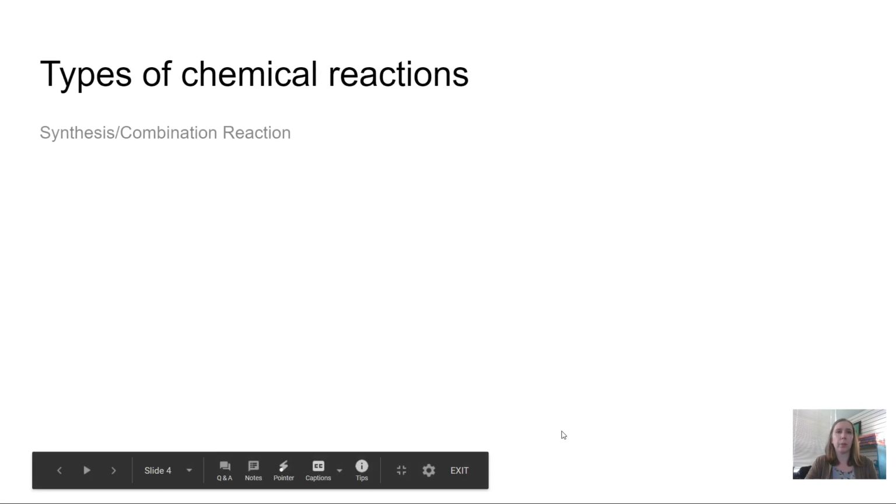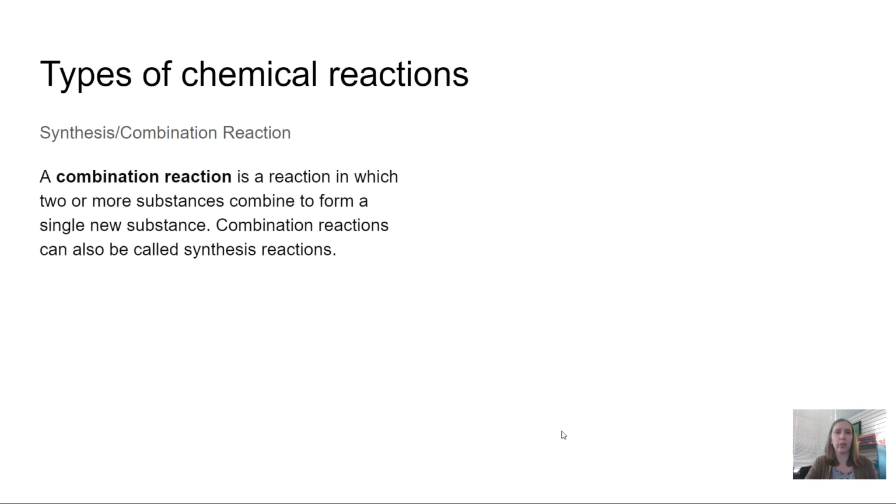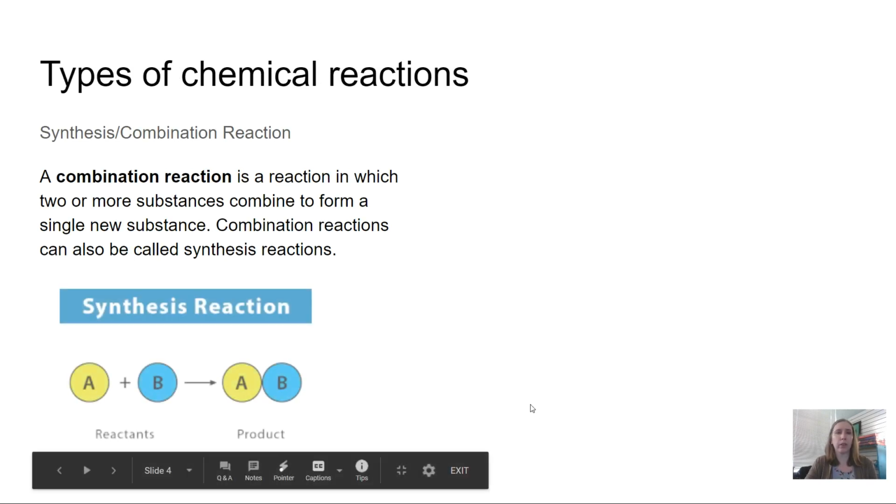So types of chemical reactions include synthesis or combination reaction. A combination reaction is a reaction in which two or more substances combine to form a new single substance. Combination reactions are also called synthesis reactions. So our reactant would be A plus B, two separate things combine, undergo a chemical change to create a product. That is one thing. Okay.